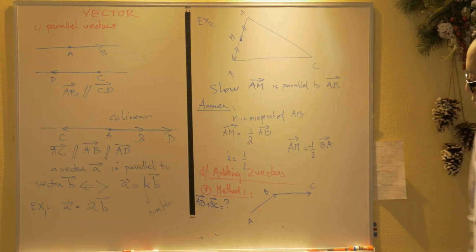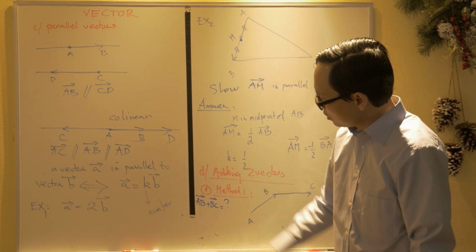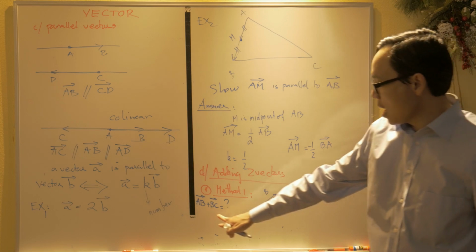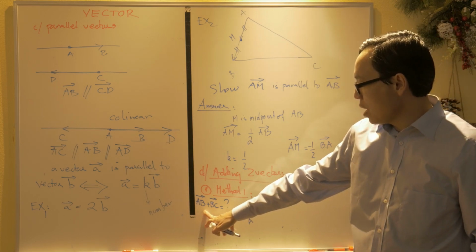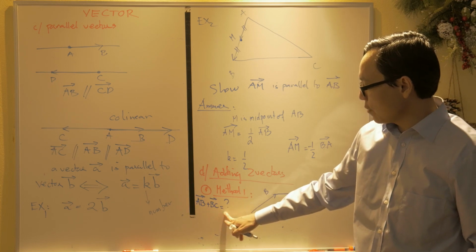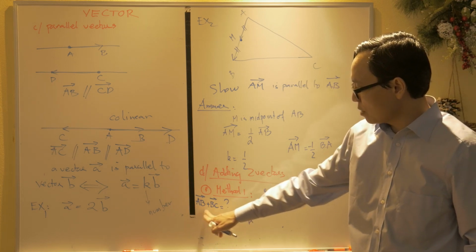Okay, what does it give you when you add vector AB to vector BC? You see it over here that for vector AB, we have B as the terminal point, and for vector BC, we have B as the initial point. So we share B in common.